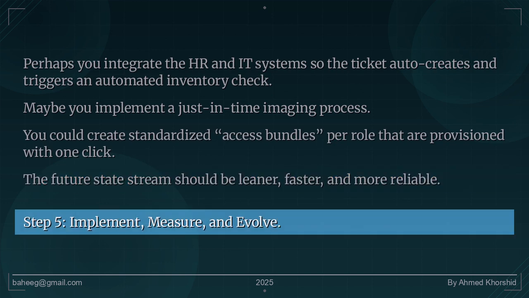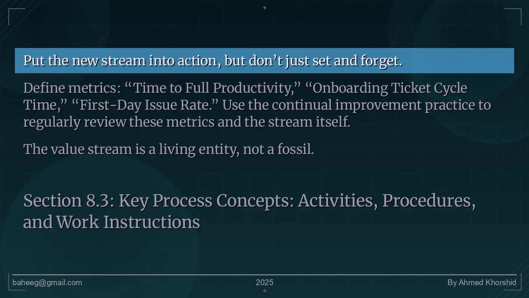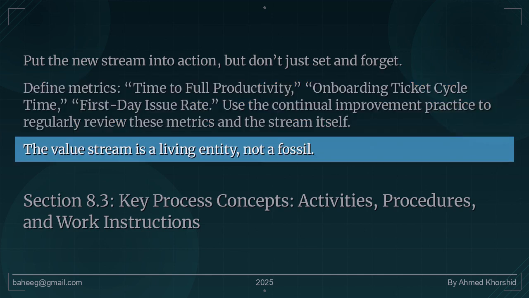Step 5. Implement, measure, and evolve. Put the new stream into action, but don't just set and forget. Define metrics: time to full productivity, onboarding ticket cycle time, first day issue rate. Use the continual improvement practice to regularly review these metrics and the stream itself. The value stream is a living entity, not a fossil.